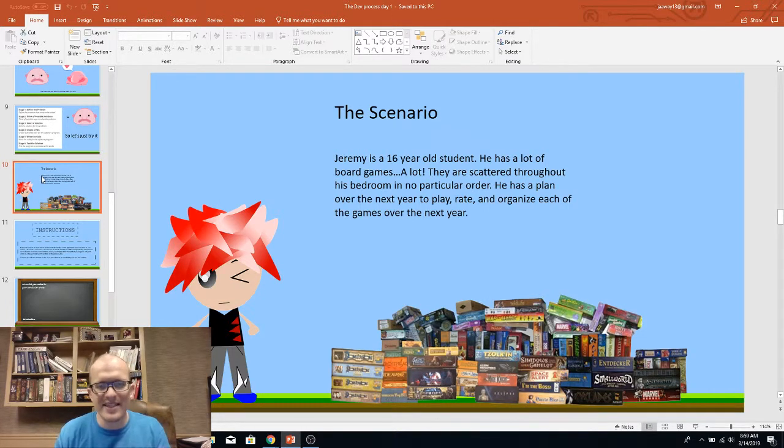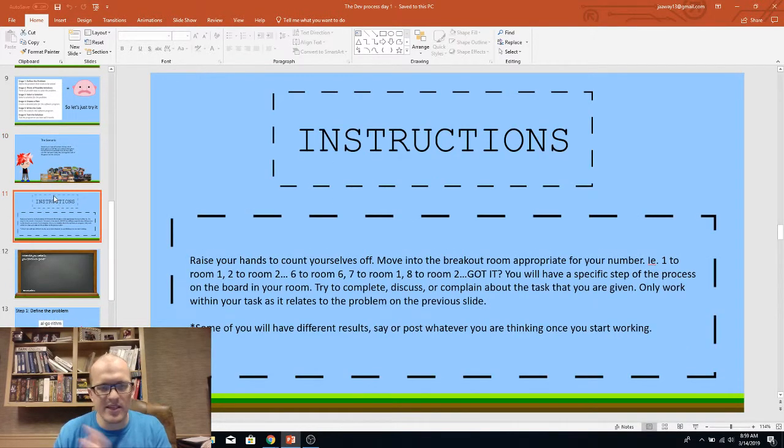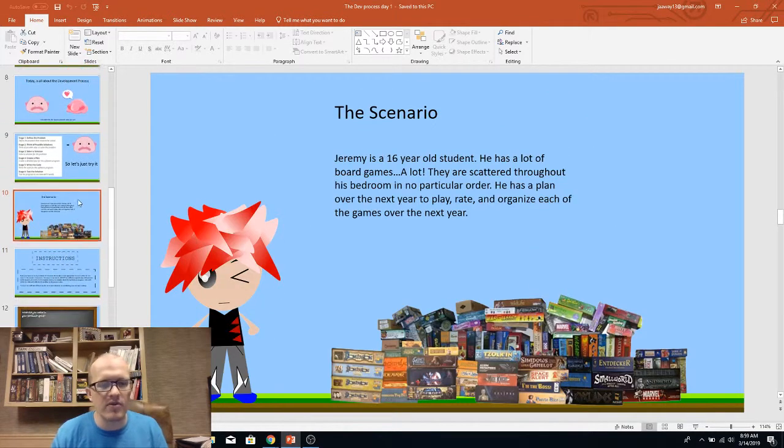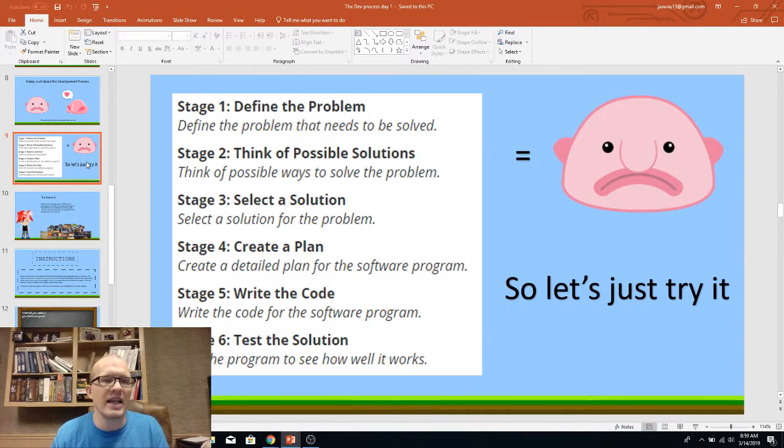So we talked about this example. We obviously won't do this in here because we don't have everybody in here with us, but you could. What I would encourage you to do is take this situation. Jeremy is a 16-year-old boy, has a lot of board games. He wants to come up with a plan to play, rate and store these things over the next year. So maybe think about one of these steps and what it might look like.